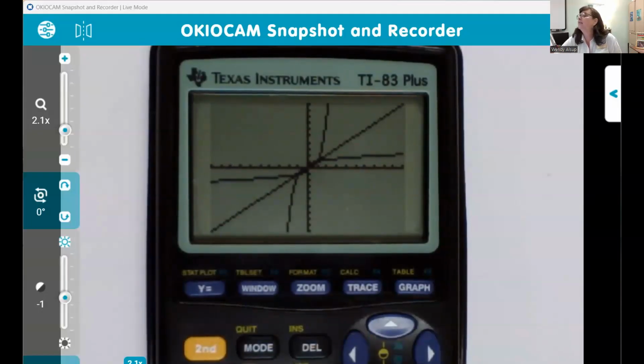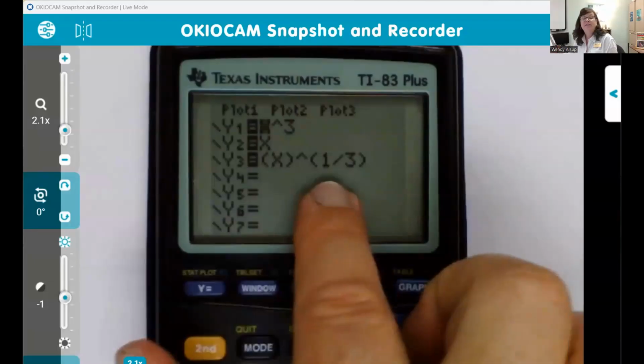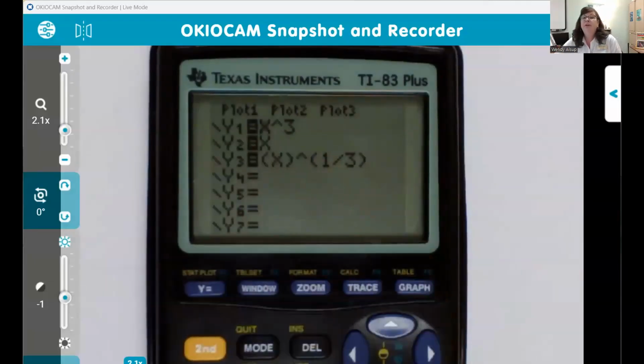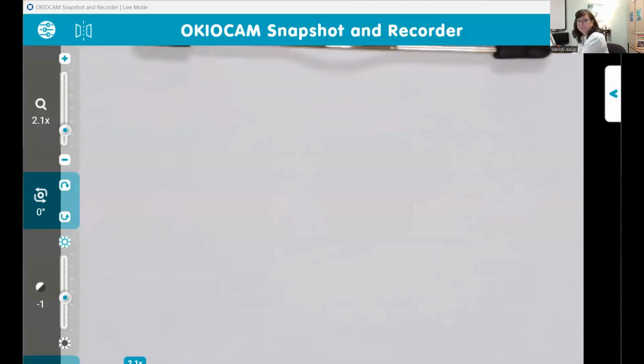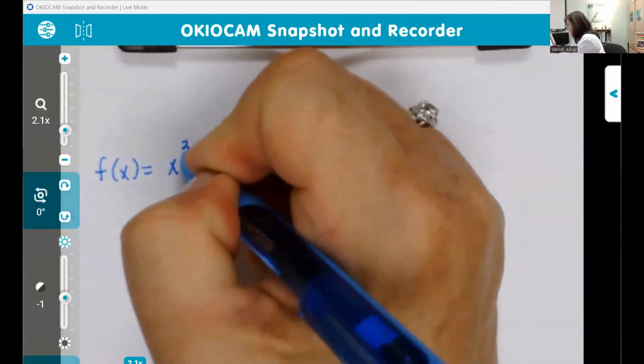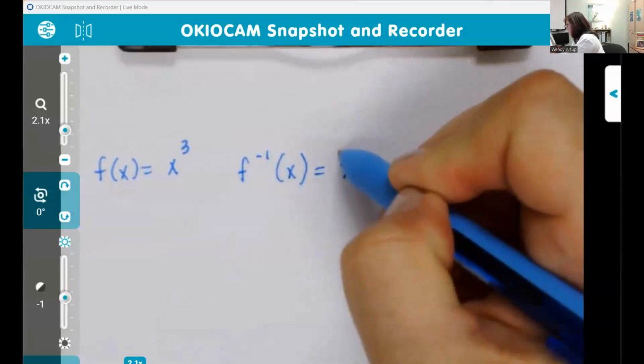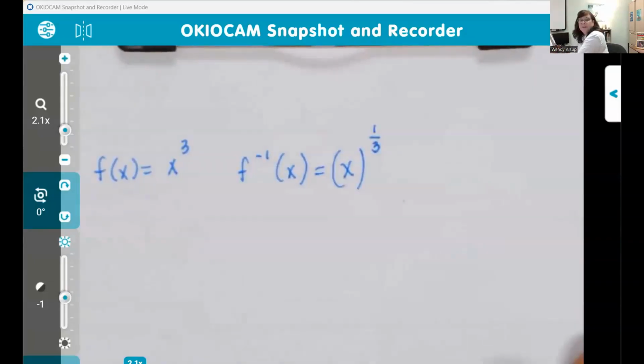Then in terms of just the algebra, an inverse function undoes the original function. The one I just showed you on our graph was x to the third and x to the 1/3. So let's think about that for a minute. If f of x is x to the third, then its inverse, f inverse of x, is x to the 1/3.